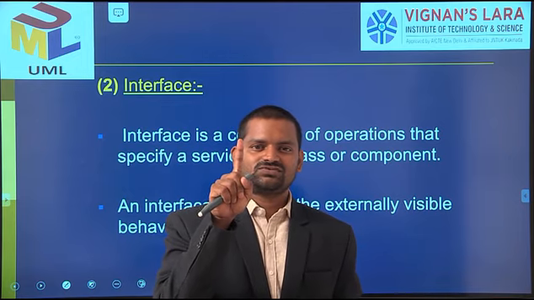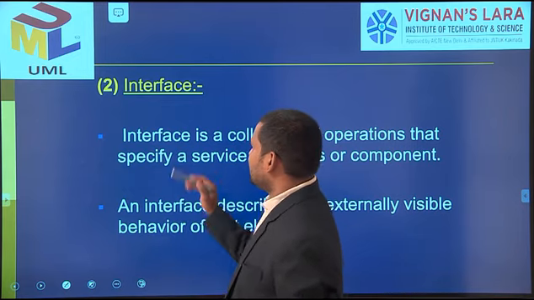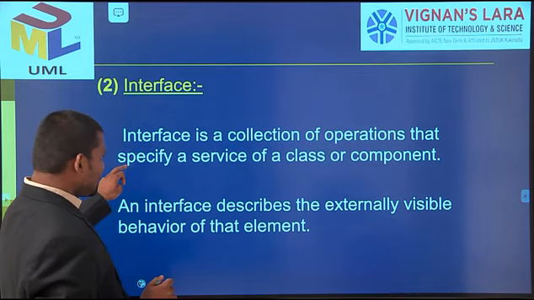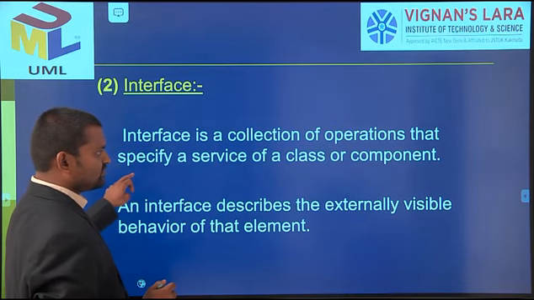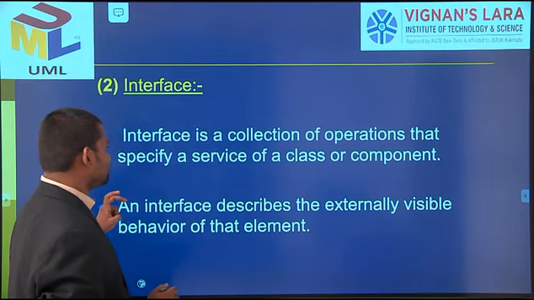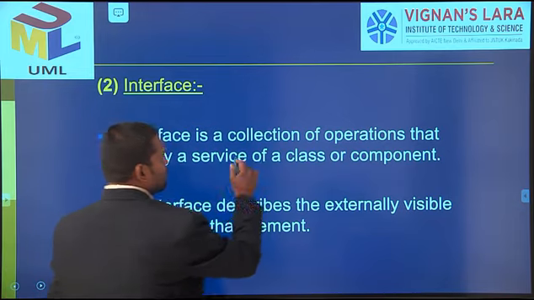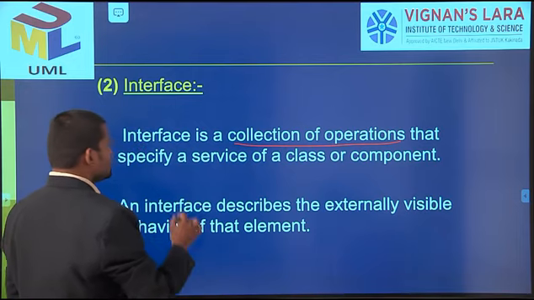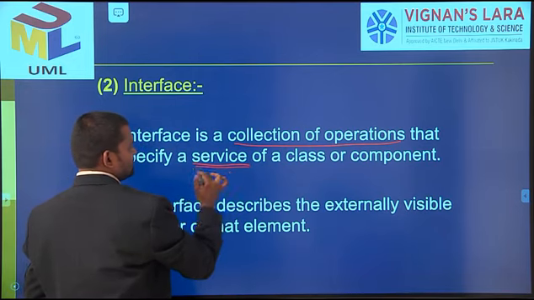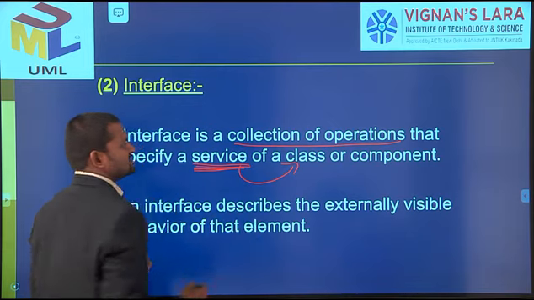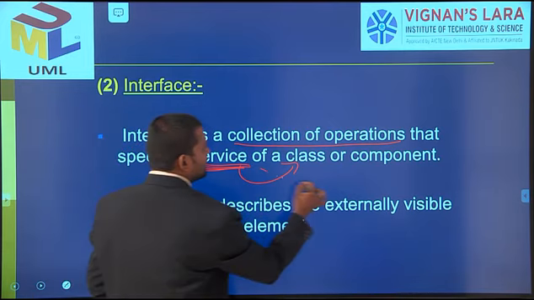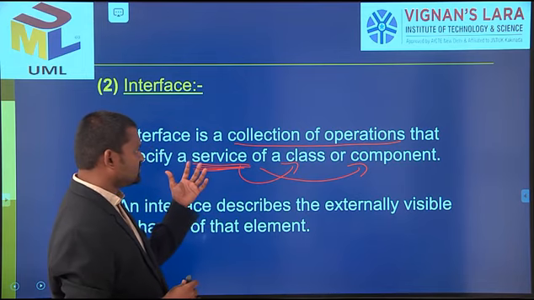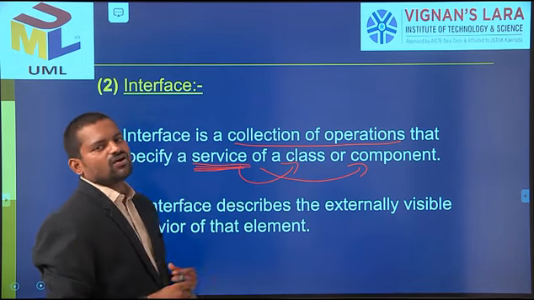First one is class, which is over. Second one is the interface. Interface is the collection of operations that specify a service of a class. What is that interface? It contains a collection of operations. Specify service to whom? To the class, or to the component also. It services the class or component.